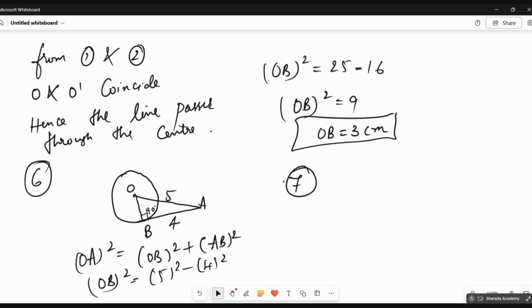Ma'am, there are two circles. One big circle and one small circle. Exactly. They have a common center. Concentric circles means they will have the common center. That you should tell. If you don't know that, what will you do in the exam? Concentric circles means they will have the common center. Then they are called concentric circles. Then two concentric circles of radii 5 centimeter and 3 centimeter. 5 and 3.